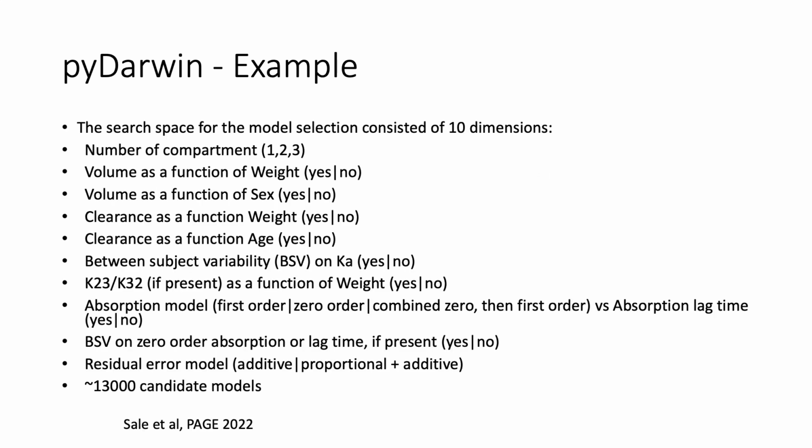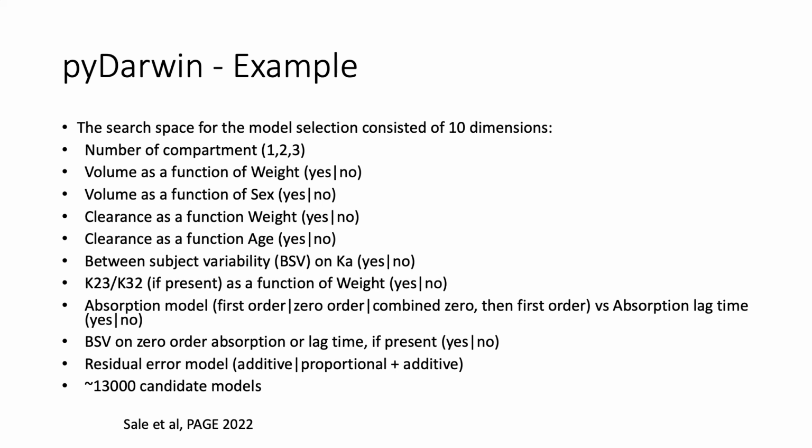The search space for the model selection comprised 10 dimensions. We had 3 compartmental model structures, whether or not volume was a function of weight, volume was a function of sex, whether or not clearance was a function of weight, clearance was a function of age. We had assumed between subject variability on most of the parameters in the model, but we searched on between subject variability on the absorption rate.